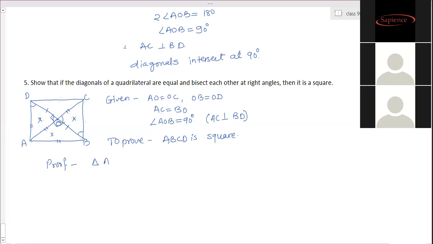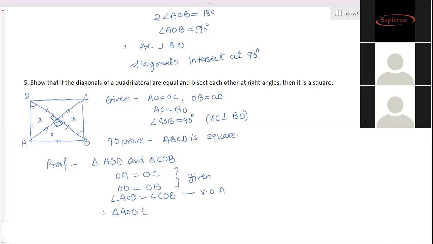So start with triangle AOD and triangle COB. OA is equal to OC, OD is equal to OB, and angle AOD is equal to angle COB. These two are given. This is vertically opposite angle. Therefore, triangle AOD is congruent to triangle COB by SAS congruency.